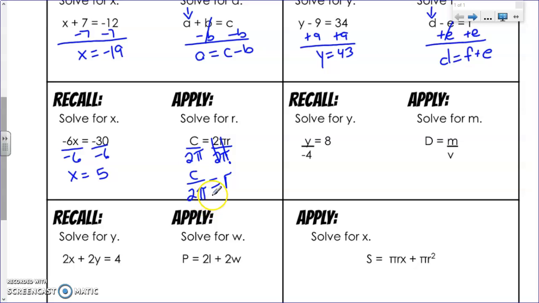Wait, how did you get divide? Because what's the opposite of multiplying? Dividing. If I had area equals length times width, and I'm solving for w in this case, what's the opposite of multiplying? Divide. So I'm going to get the L away. The L's cancel, and I have area over length equals width. Does that make sense now?